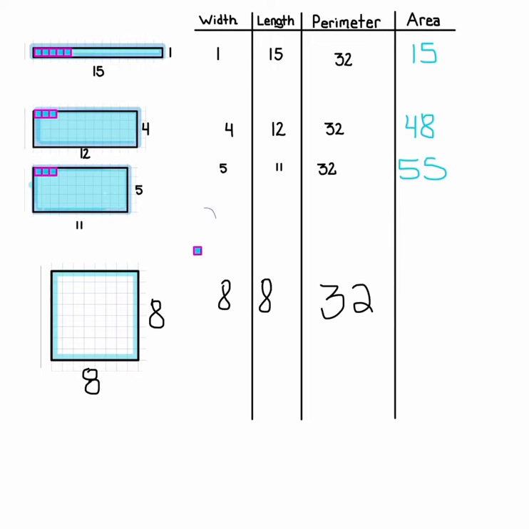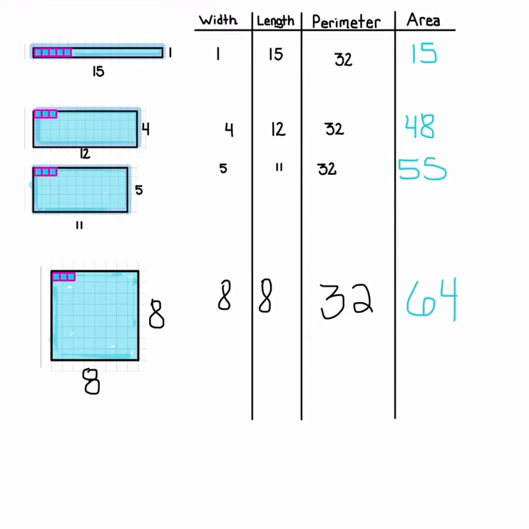Now, how many squares does this one hold? We're hoping more. So 1 square, 2 squares, 3 squares. The shortcut to find out how many it holds, 8 times 8. So this square contains 64 squares. So notice the shape that has the most area, or holds the most area, is a square.